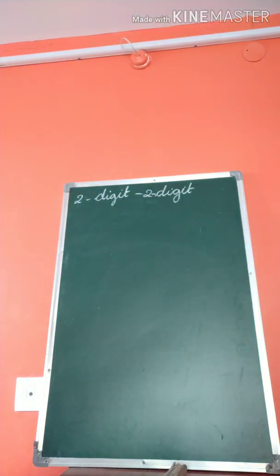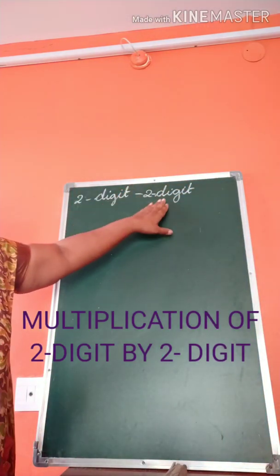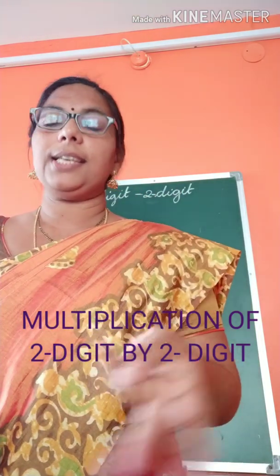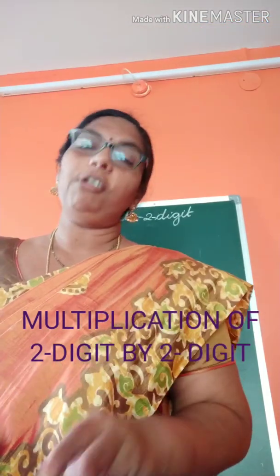Okay, children. Now we are going to learn. Starting first, we are going to learn about a 2 digit by 2 digit multiplication. Means the first number which we are multiplying will have 2 digits, and the number with which we are multiplying will have 2 digits.